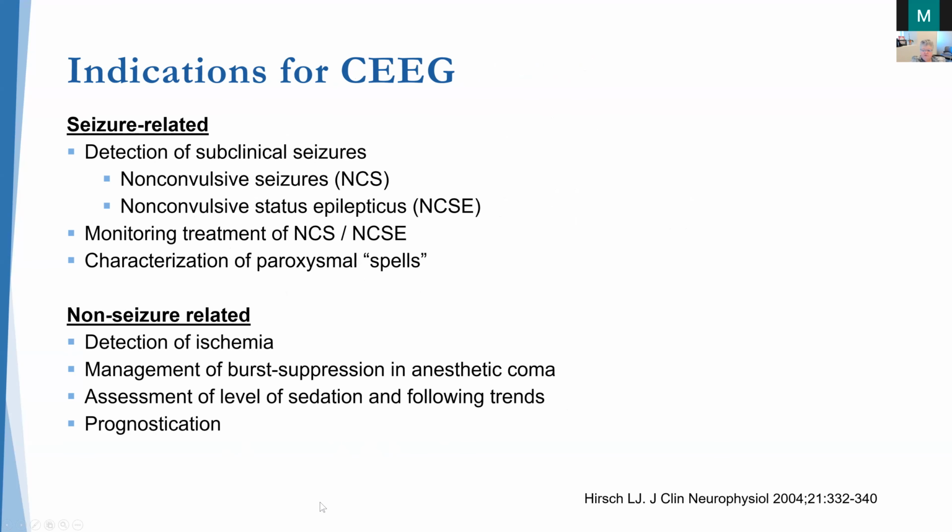So the indications for continuous EEG in the ICU are predominantly for detection of seizures, but there are other non-seizure related indications that are less commonly used. And today I'm going to be talking about detection of ischemia.